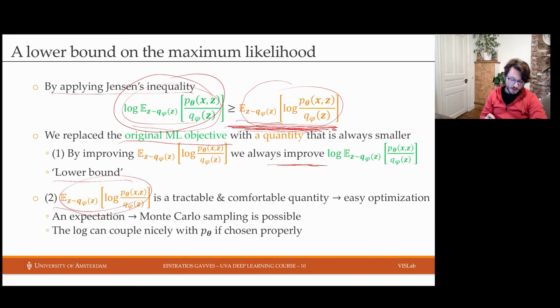Now this term here is a tractable and comfortable quantity, so a much easier optimization for us. It is an expectation like before, so we take the expectation over a logarithm, and since this is an expectation, we can easily apply Monte Carlo sampling, and since we've got the logarithm, we can couple it well with, for instance, exponential functions, and then remove nasty nonlinearities that might make things more complicated than they should be.